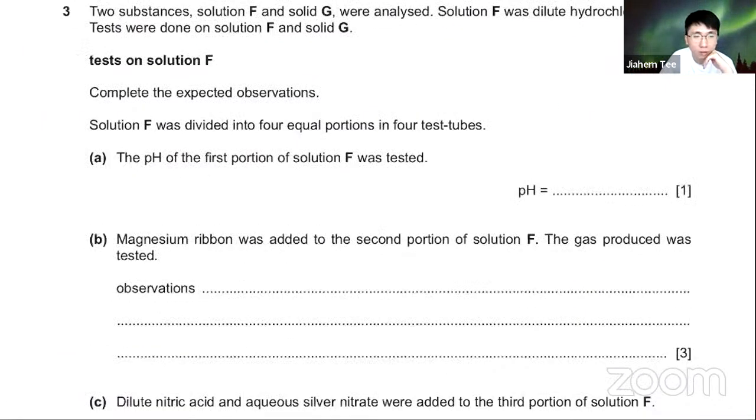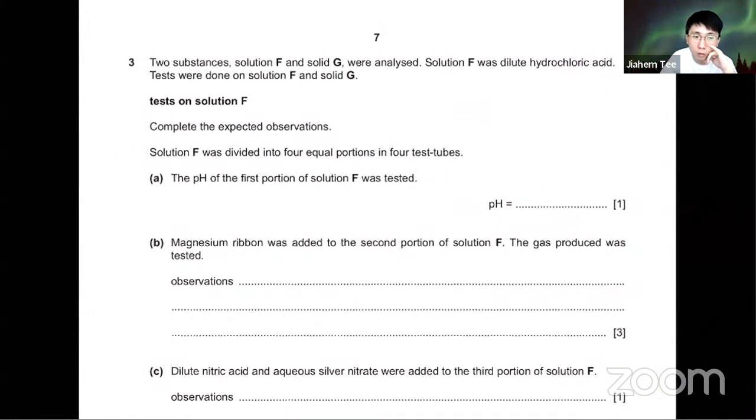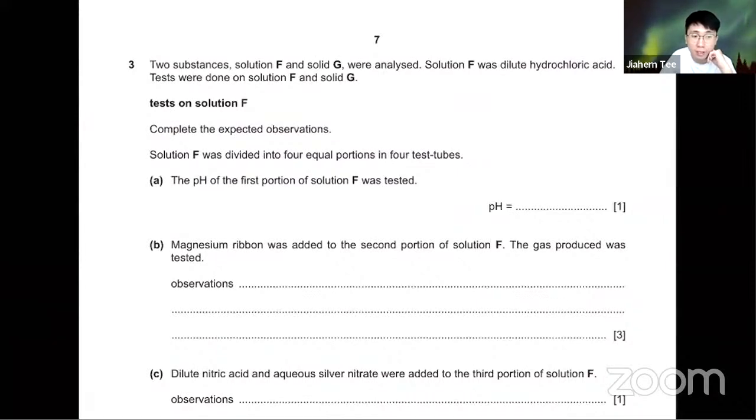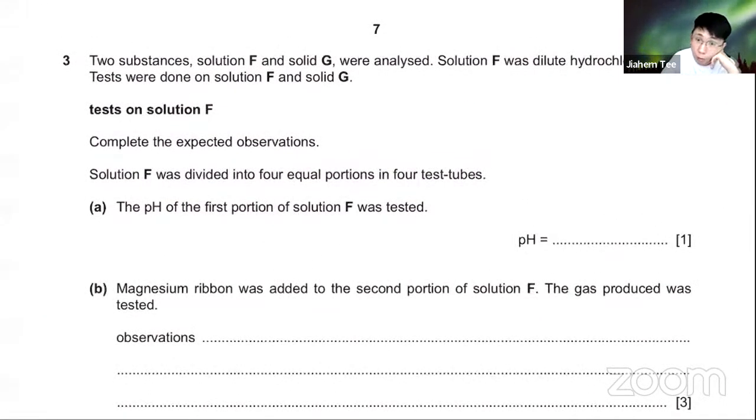Going down, now it's the time to do your test. Guys, let me go through this one with you. Later, the next paper, you all do it yourself, okay? We have solution F and solid G that were analyzed. F was a dilute hydrochloric acid. Then tests were done on F and G. F was divided into 4 equal portions in 4 test tubes. The pH for the first portion of test solution F was tested.